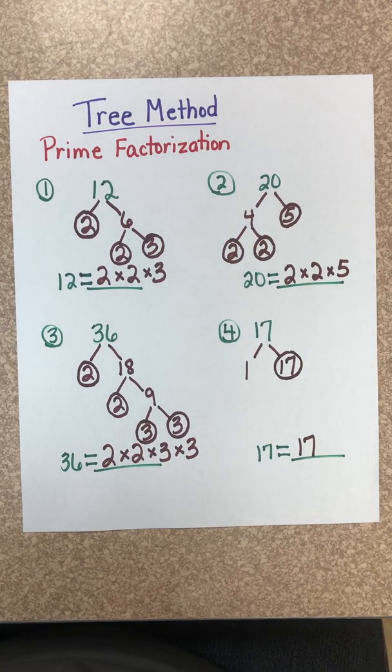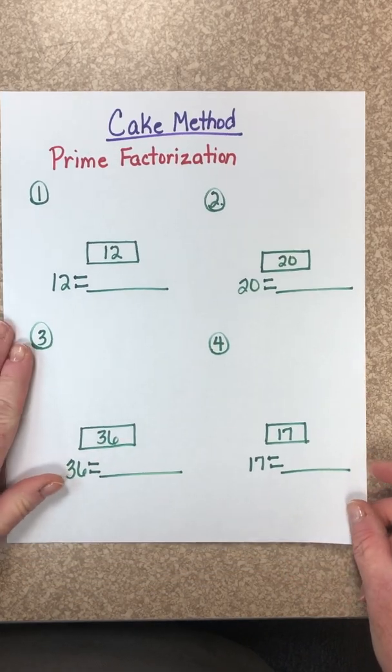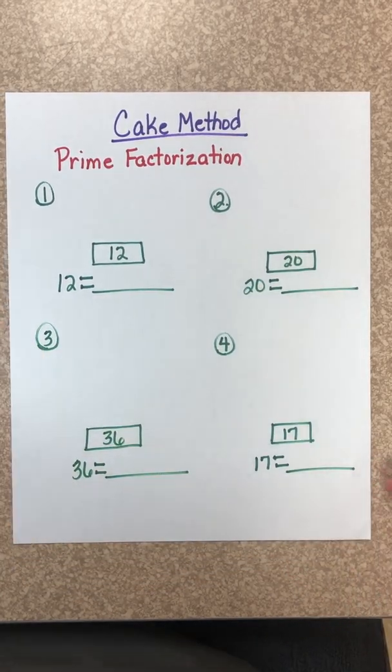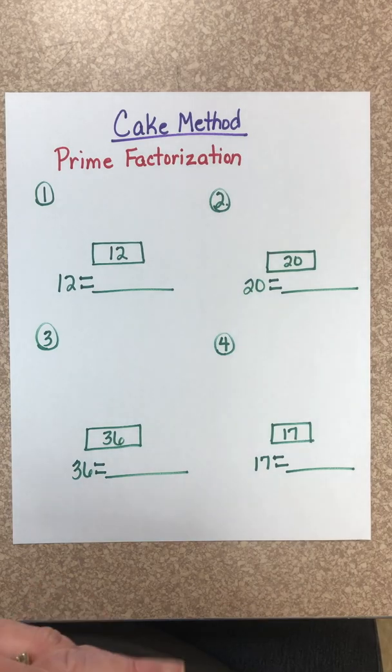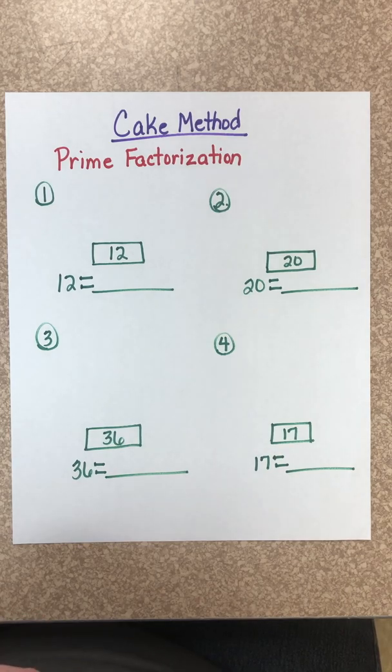So on this page, I showed you 4 examples using the tree method. Now I'd like to show you another method, and that way you can decide which method is best for you. And this is called the cake method. The cake method, you got to think about, let's say, a wedding cake. A wedding cake has layers, and each layer gets a little smaller than the layer below, till the top layer is the smallest of all the layers below.